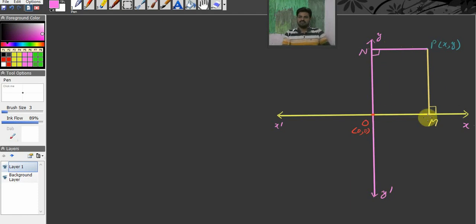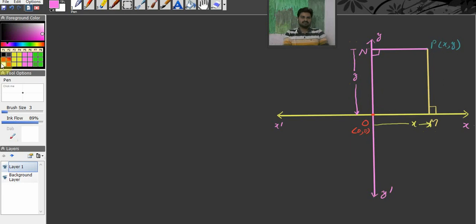So when we have taken the foot of the perpendiculars from the point P to both coordinate axes, the distance from the origin to the foot of the perpendicular M will be equal to x. That means the distance from here to here is equal to the x coordinate. Next, the y coordinate will be equal to the distance from here to here. This will be equal to the y coordinate. Okay, this is the distance. This is about the world system.